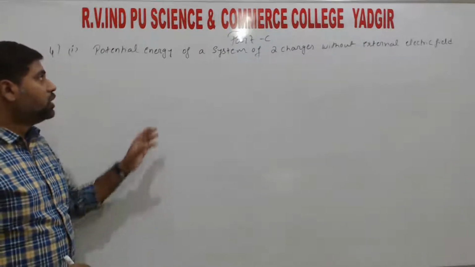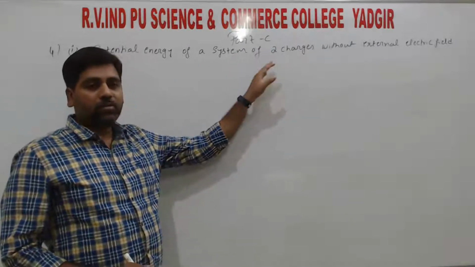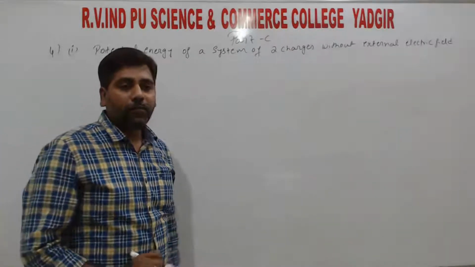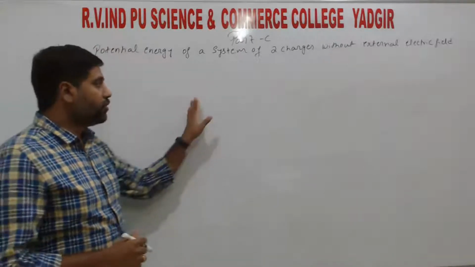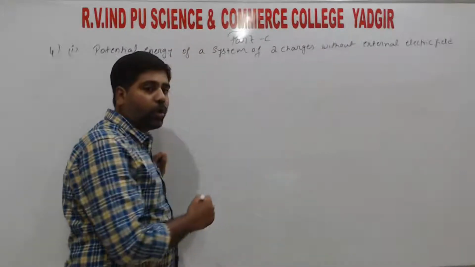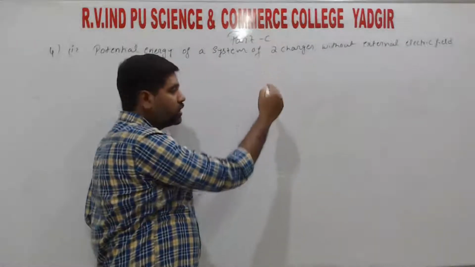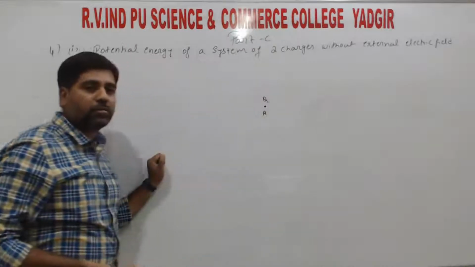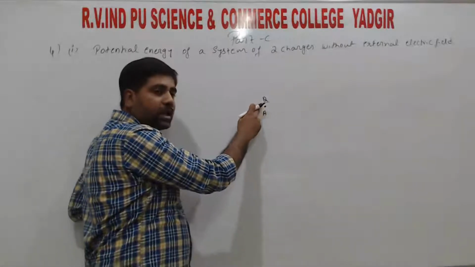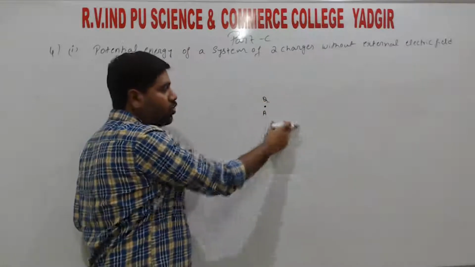So that work done is stored as the potential energy. In this question they are asking us to derive the relation for the potential energy of a system of two charges without any external electric field. First, bringing a charge from infinity to a point we take as A. That charge we take as Q1. Around this region there is no external field, so the work done in bringing the charge Q1 from infinity to point A is 0. Why? Because there is no external field.